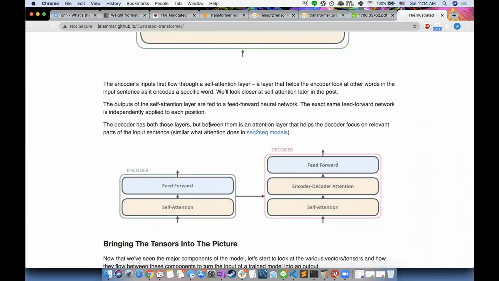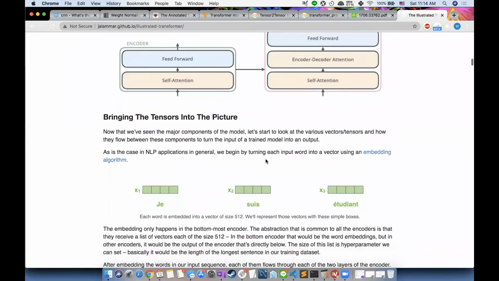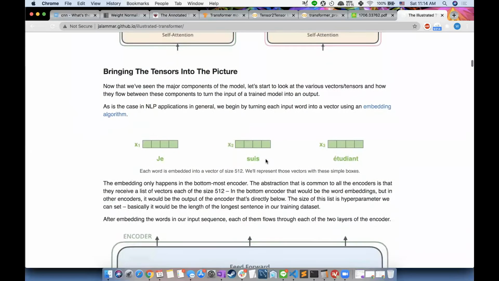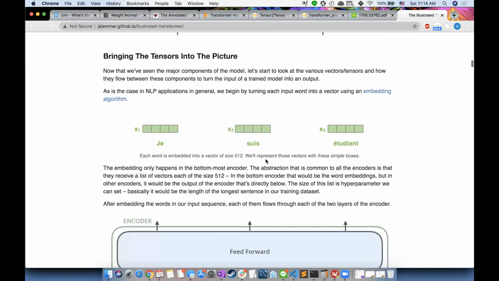The decoder has both of these layers, but between them is an attention layer, which is this layer, right? That helps the decoder focus on relevant parts of the input sentence, similar to what attention does in sequence-to-sequence models. Okay, I want to pause here. This is very high level. Does anyone have any questions before we move forward?